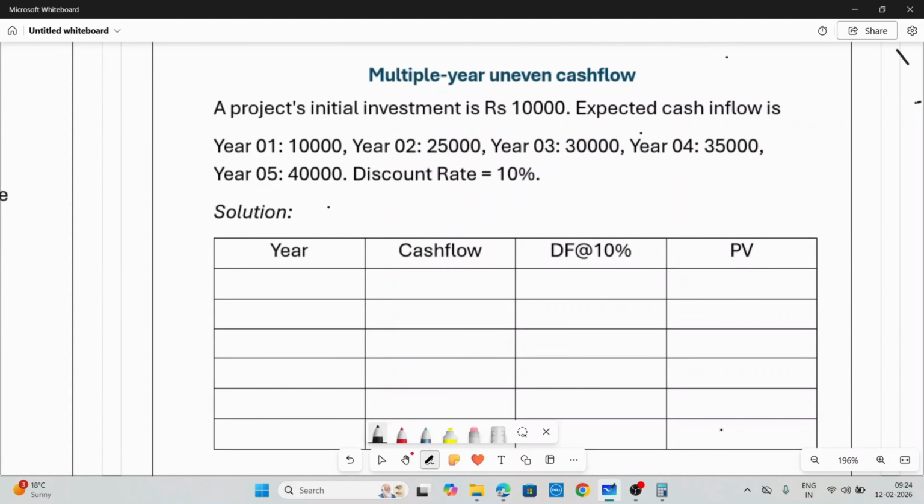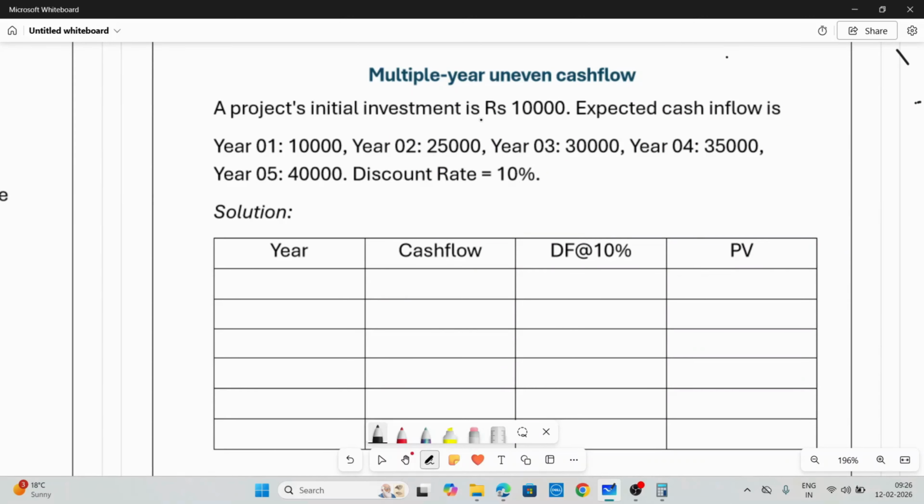Multiple year uneven cash flow. A project's initial investment is rupees 10,000. Expected cash flow is 10,000, 25,000, 30,000, 35,000, 40,000. And what is the discount rate? It's 10%. Now let's move on with the problem. In these problems, you have to start the year with 0, where you did your initial investment. So 0, 1, 2, 3, 4, 5. You have to start the cash flow from the initial investment. It's minus 10,000.